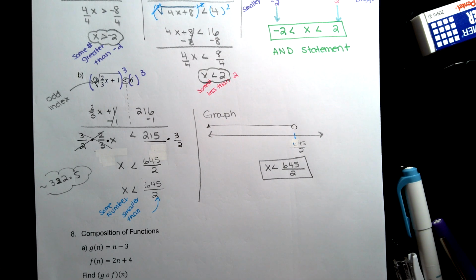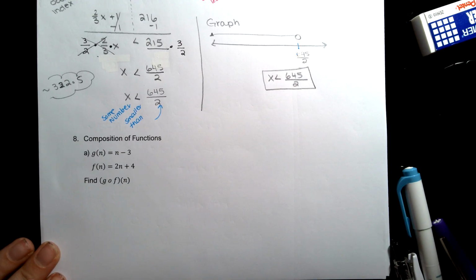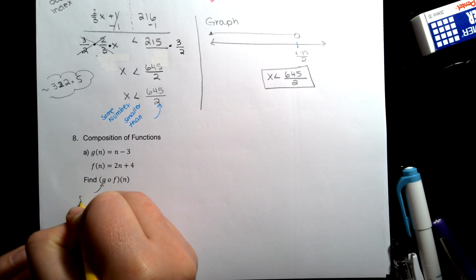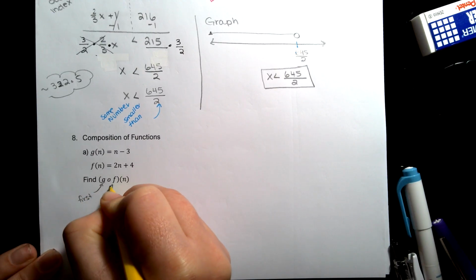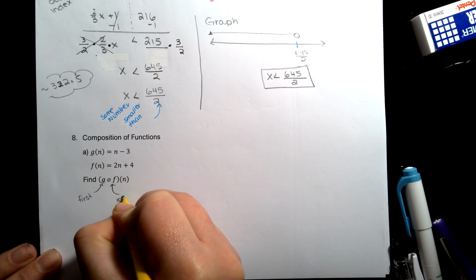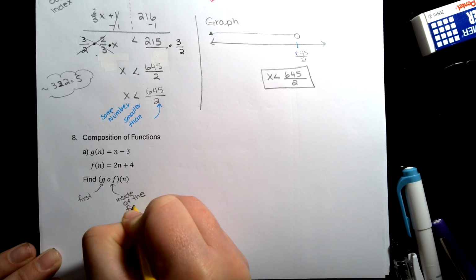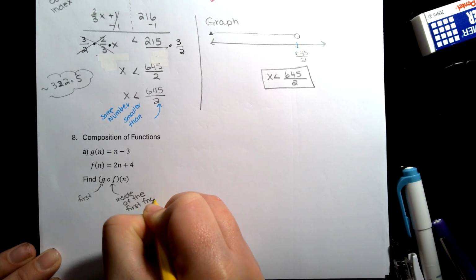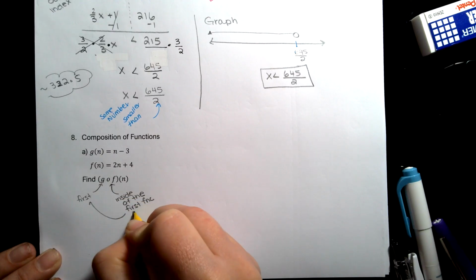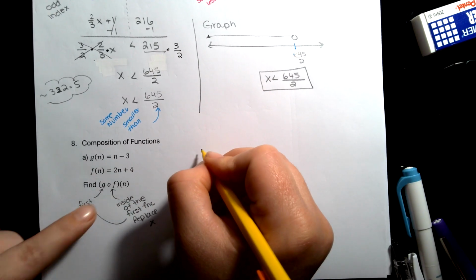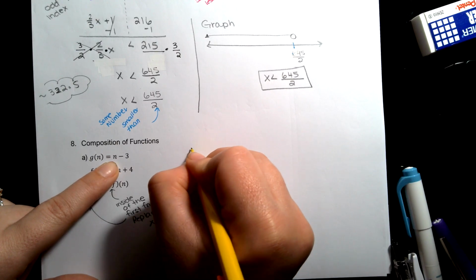All right, moving on. Composition of functions. Composition of functions, we want g of f of n. So the way that you're going to do this, you're going to write this out first. And the second one is going inside of the first function, replacing x. So step number 1, you're going to write out this g of n function.